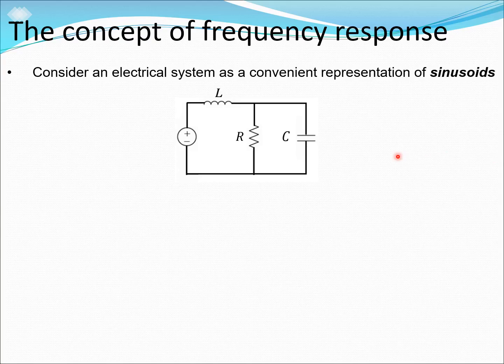To relate the frequency response with electrical system, we consider an electrical system as a convenient representation of sinusoids. The input source of the electrical system, v_in(t), is equal to Mi cos(omega t + theta i). This is the amplitude of the voltage, while omega is the frequency of the voltage and phi is the phase angle of the voltage input. This electrical system will produce an output voltage which is equal to M_out cos(omega t + phi).